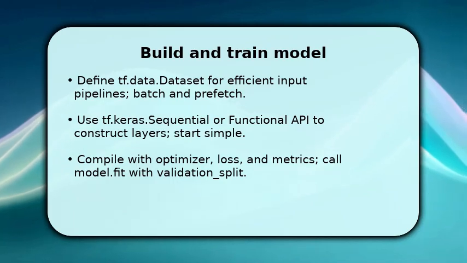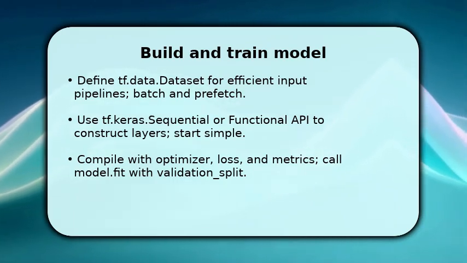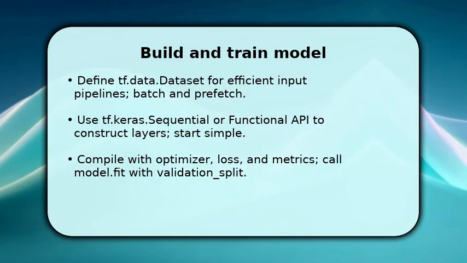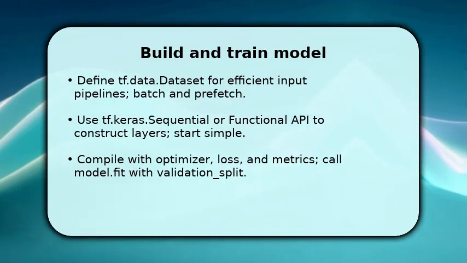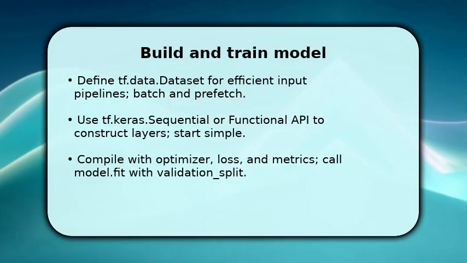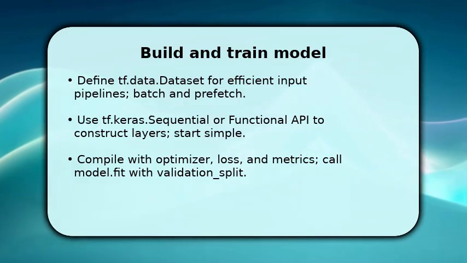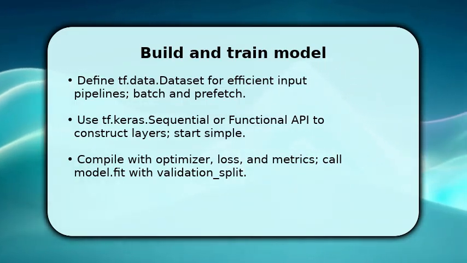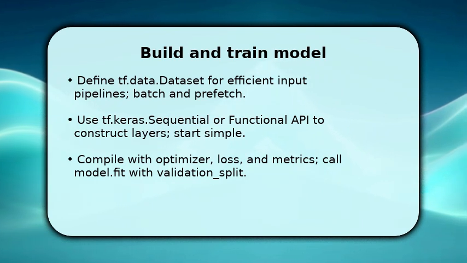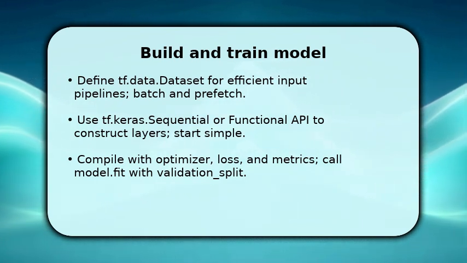Then build a model with tf.keras Sequential or the functional API. Start with a few dense or conv layers so training is fast. Compile with a clear optimizer and loss, and call model.fit with validation split to monitor generalization. This setup lets you iterate hyperparameters and architectures confidently.